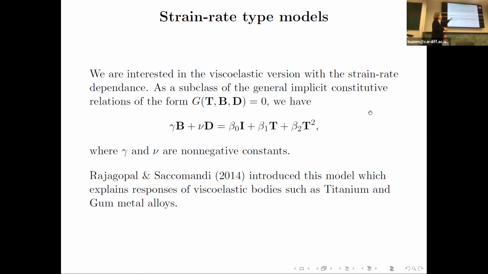So many people, including Rajagopal and Sakkumandi, introduced this model just to study responses of viscoelastic bodies, but not in the context of strain limiting theory. They just wanted to study viscoelastic bodies, and this was a very well established model for viscoelastic response. And then I said, okay, why not linearize the strain in this case and see what we can get, right? And if you do that, recall that this is the strain, it will go to a linearized strain, epsilon. This was the symmetric part of the velocity gradient. So it will converge to the time derivative of the linearized strain because of the time derivative in the velocity.